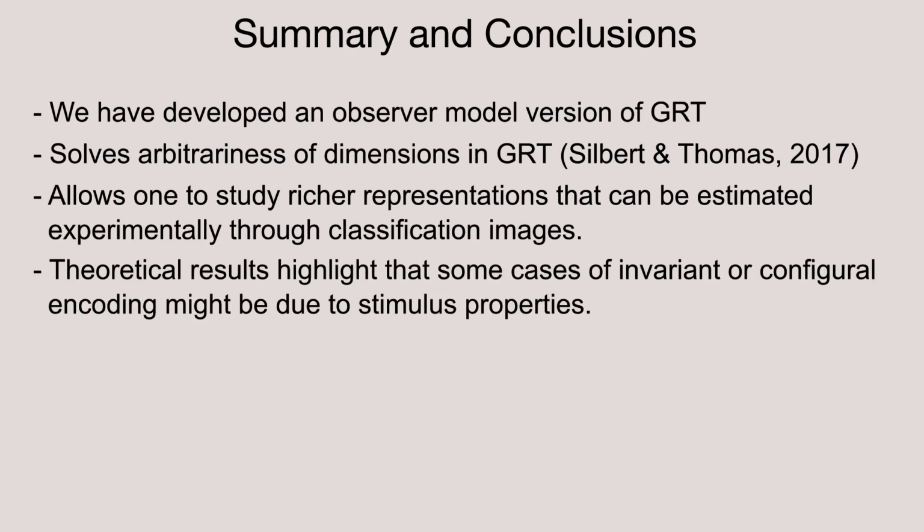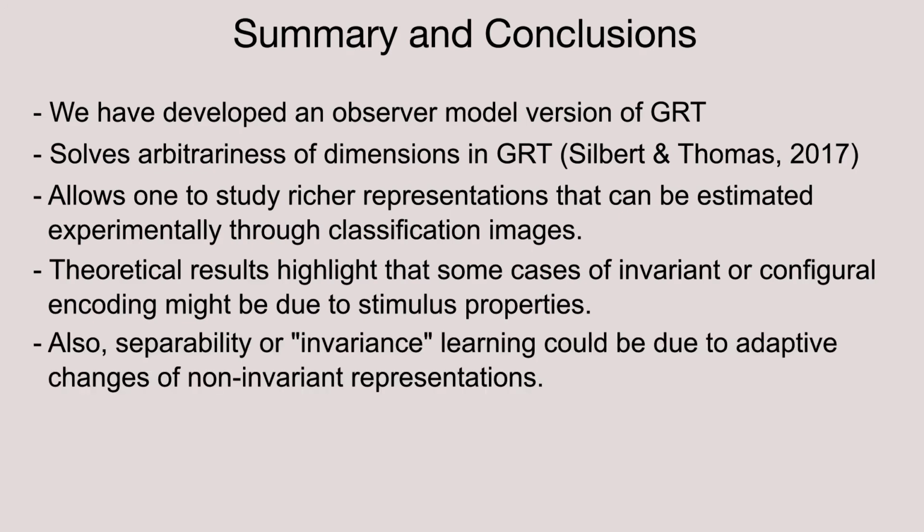Our theoretical results highlight that some cases of invariant or configural encoding might be due to stimulus properties, as in the case of failure of perceptual separability of orientation from size, and in the case of face identity and expression. They also indicate that separability or invariance learning could be due to adaptive changes in non-invariant representations, underscoring the importance of research seeking to understand not only whether separability changes depending on some experimental factor, but also how such changes occur.